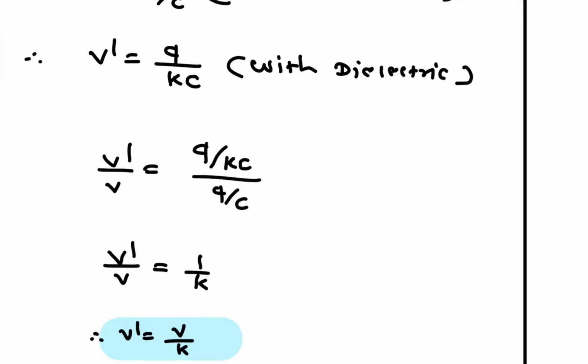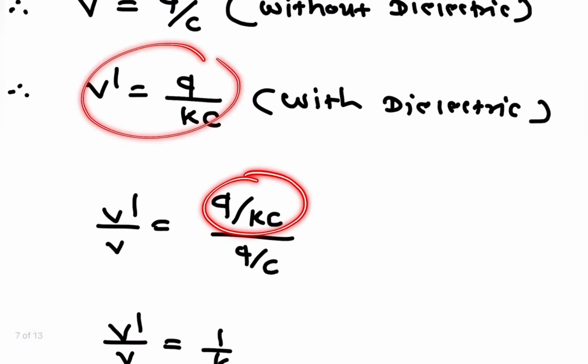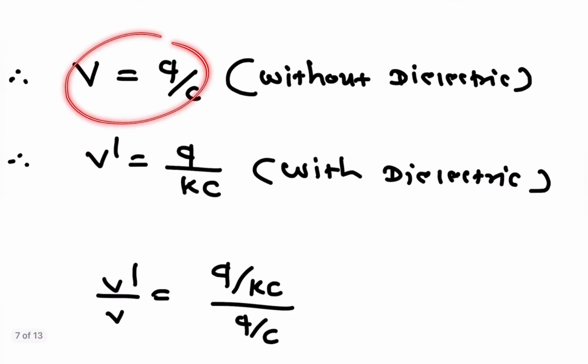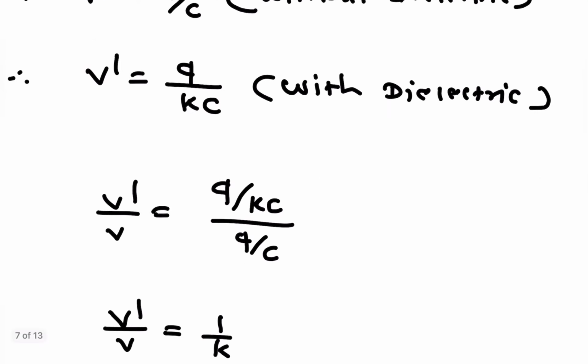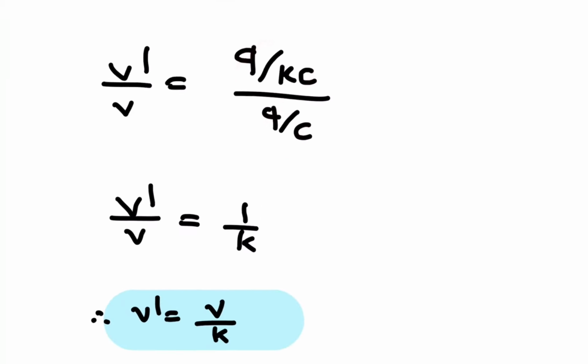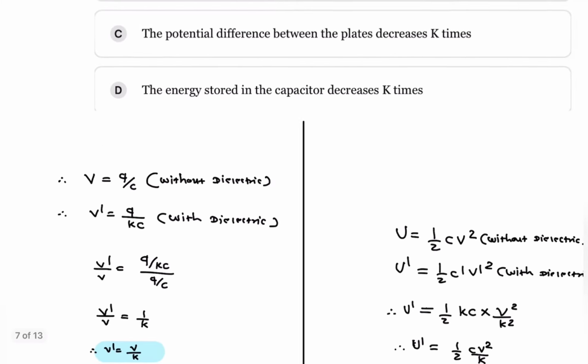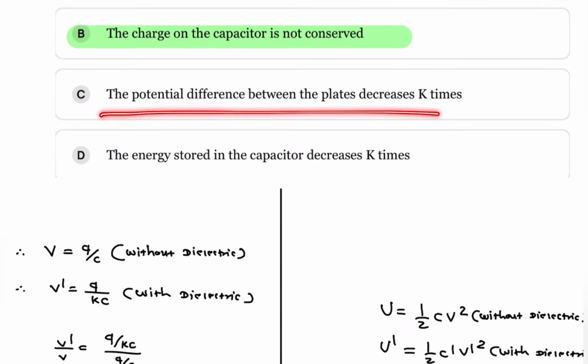So V dash by V comes out to be Q by KC, that is the ratio of these two equations. So V dash by V is equal to Q by KC whole divided by Q by C. Q by C cancels. So the remaining quantity on the RHS side, V dash upon V is equal to 1 by K. So V dash becomes V by K. So electric potential after inserting the dielectric is decreased by K times. So potential difference between the plates decreased by K times, that is also true.